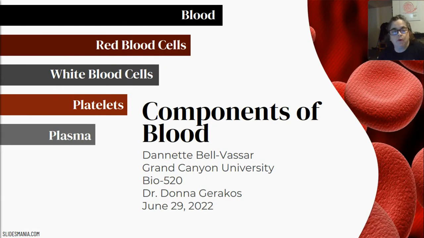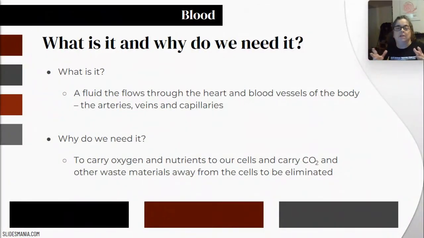So, I'm going to be going over what the different major components that make up our blood are. I'm going to talk about blood as a whole first, and then break it down into each of its major components, which include red blood cells, white blood cells, platelets, and plasma. So let's jump on in and talk about blood.